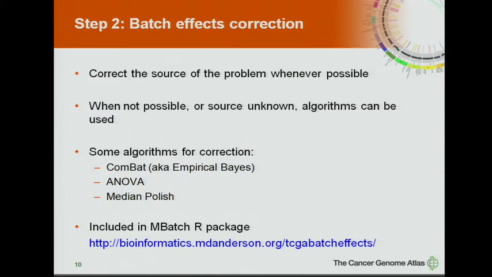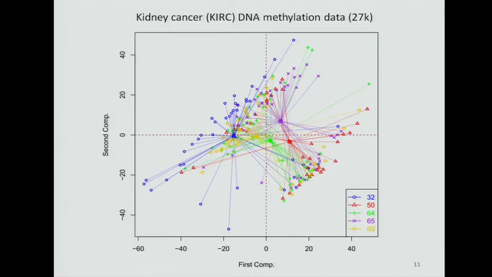Okay, so if you do see a batch effect, what do you do? How do you correct for that? So of course, you want to correct the source of the problem whenever possible, right? That's a pretty obvious thing. But when it's not possible or the source is unknown, then different bioinformatics algorithms can be used. For example, some algorithms in the mBatch package that we are offering are ComBat, which is empirical Bayes, ANOVA, and median polish, and there are two flavors of each, so a total of six algorithms. So this is at this particular URL that I've highlighted over here. The package is up for download.